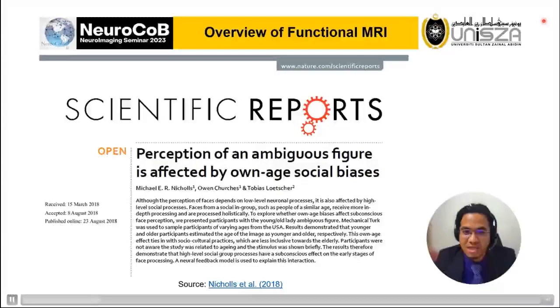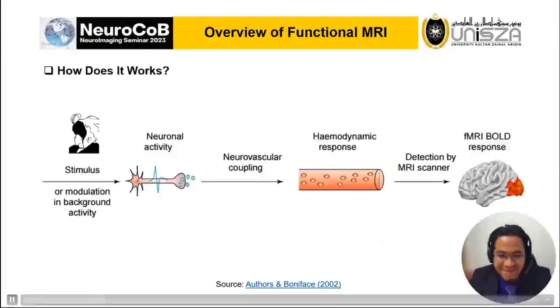I do not know whether this finding is true for you. However, I did try this test with my students in my class, and a majority of them who are young see an image of a young lady. So I see the image earlier as a young lady, possibly because I'm still young. I don't know. Okay, moving on.